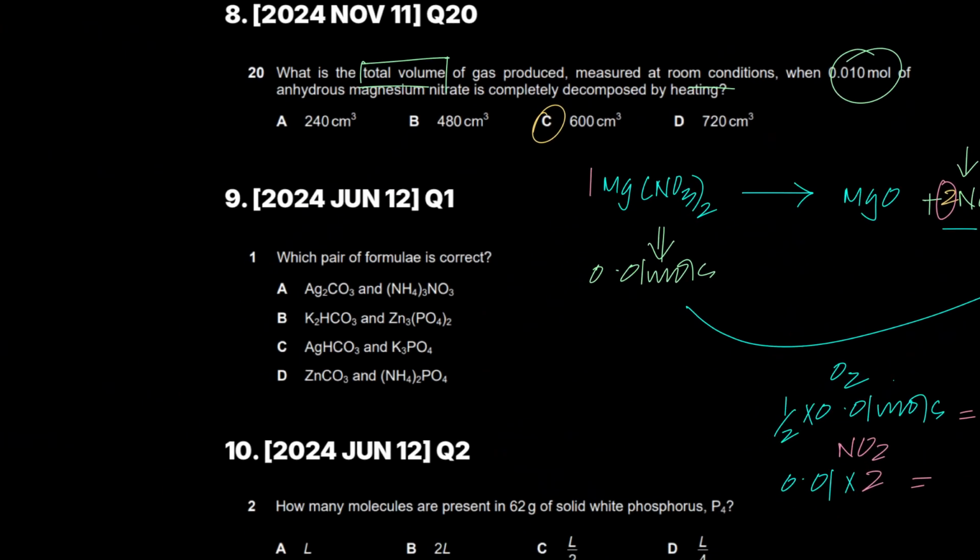Which pair of the formula is correct? I hope everybody can do this. Silver has a 1 plus charge and CO3 is 2 minus. Cross multiply, that's correct. This one is wrong because ammonium ion has a charge of 1 plus and nitrate is 1 minus. So the formula is NH4NO3, not NH4 thrice. It's a very easy basic question. It's the first question of the exam, that's why.